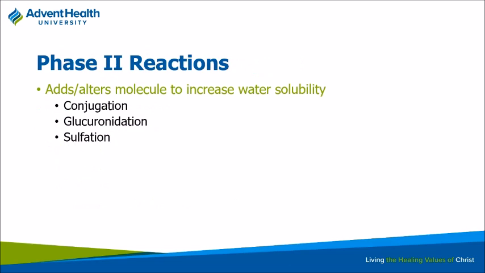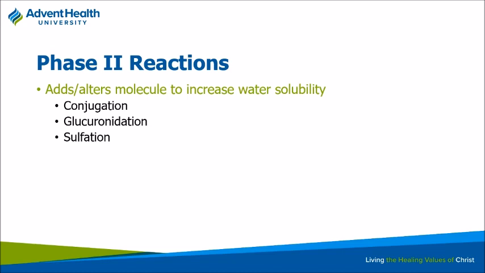Now, phase 2 reactions are typically going to be something where we're adding something onto the molecule that, again, will make it more water soluble. So I can conjugate something like a glucuronide molecule to it, glutathione, sulfate, whatever it is. I'm adding something onto the molecule to get it ready for elimination in the kidneys.